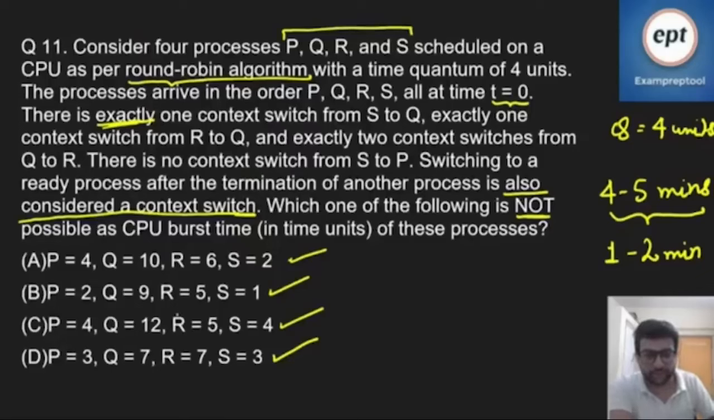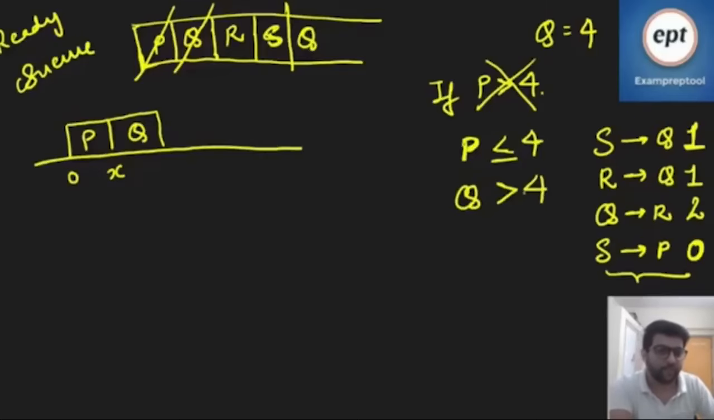So let's try to eliminate the options. In all the options, we can see that the burst time of Q is greater than 4. Again, we cannot eliminate any option. So let's just go further. We know that we have the process R now, right? Let's say it executes till Y. Now we have the process R. We know that there is a context switch from Q to R. So there is a context switch from Q to R. This means that Q to R, right?